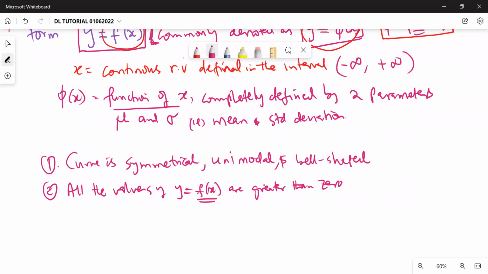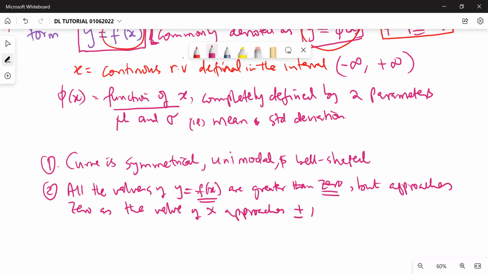So this formula here will always yield a value which is greater than 0. But it approaches 0 as the value of x approaches plus and minus infinity. As the value of x becomes extremely large or extremely small, then this formula here will be yielding values which are close to 0.